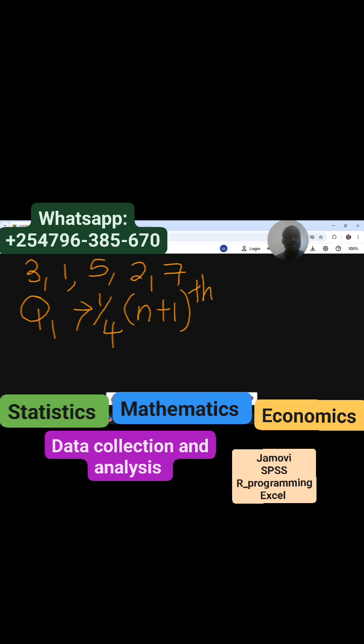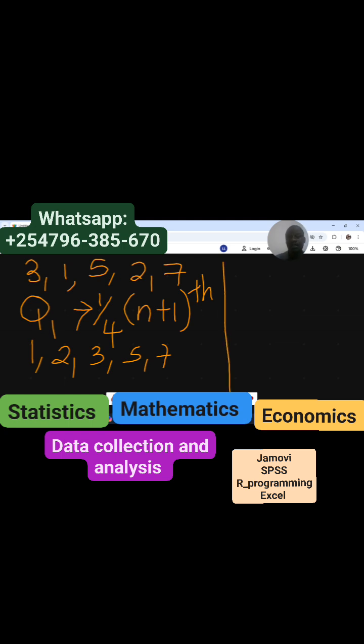The first thing we will do is to arrange this particular data set in ascending order. In layman's language, we are going to arrange it from the smallest to the largest. So let's go: 1, 2, 3, 5, then 7. Perfect. From there, we are going to count them: 1, 2, 3, 4, 5. So there are 5.